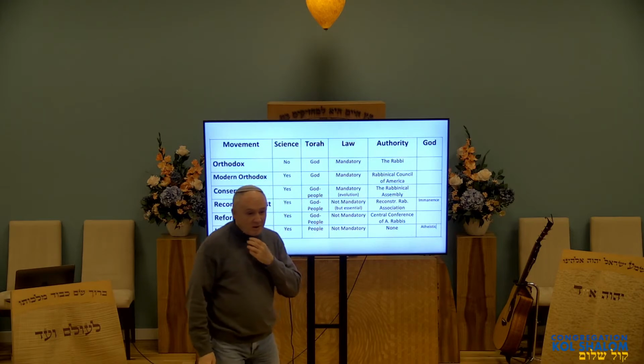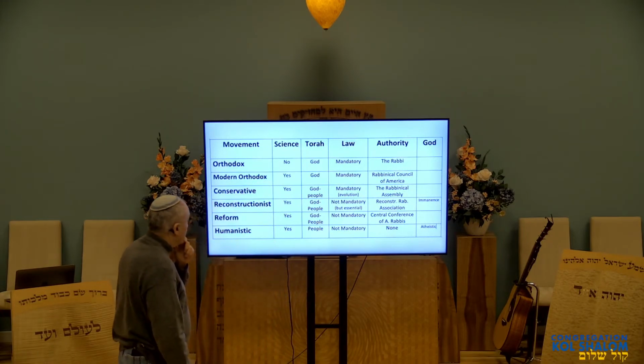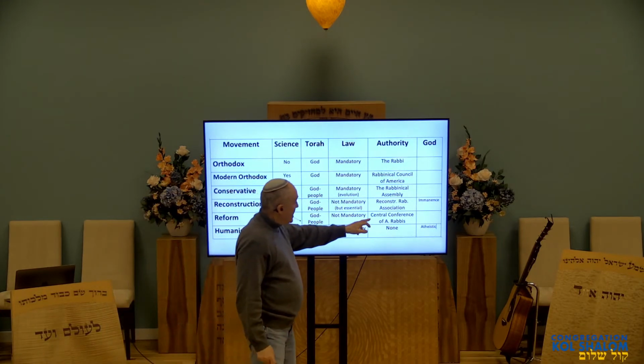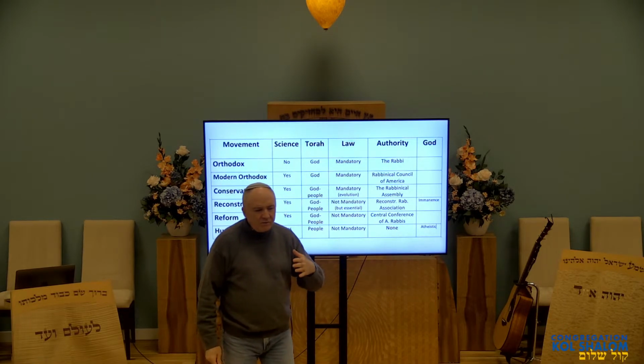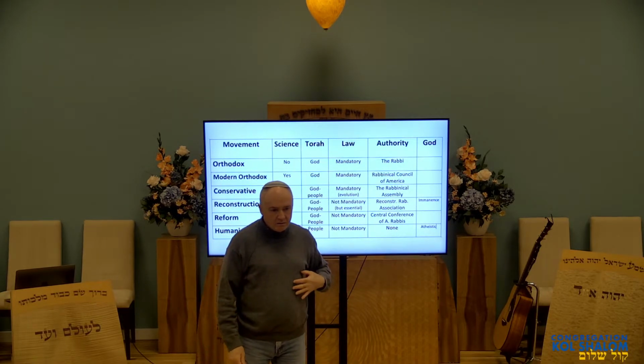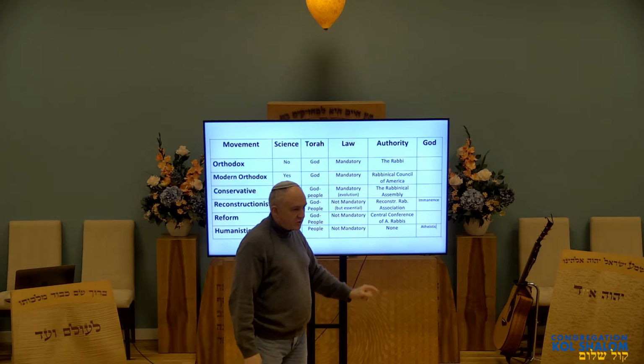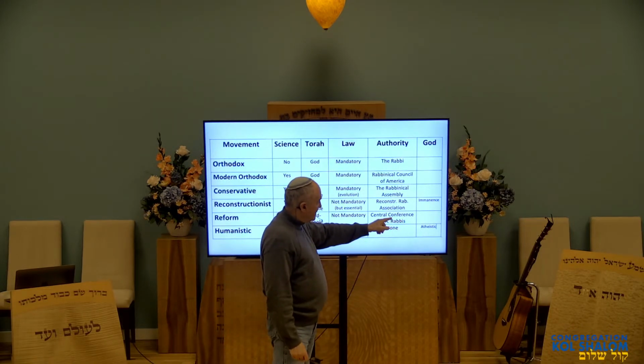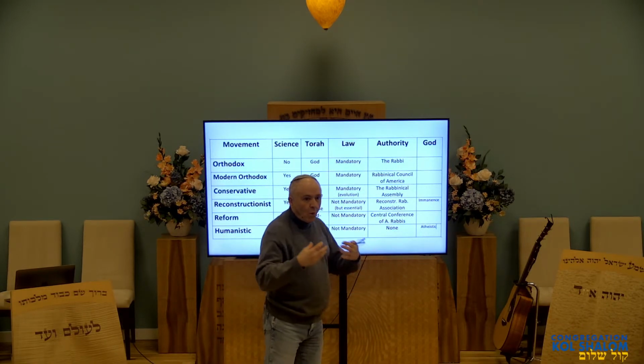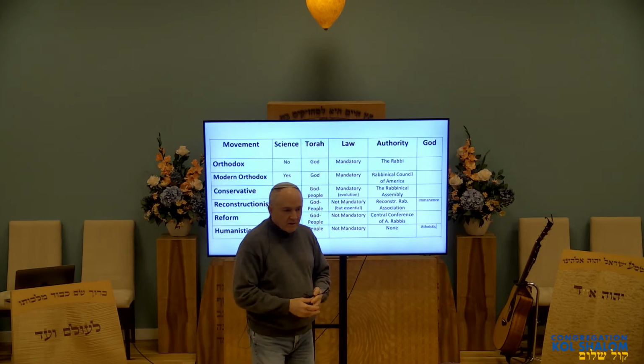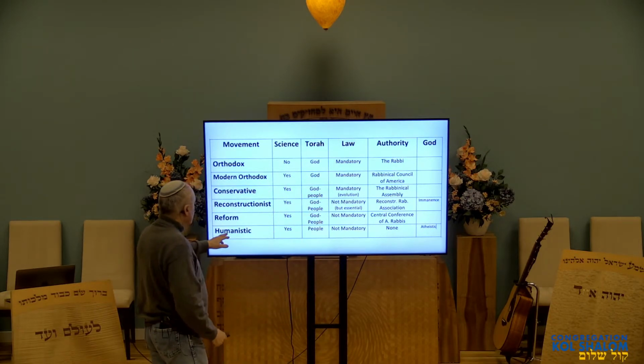Central Conference of American Rabbis. This is the authority, but I would say that at the end of the day, the authority is the individual. It's not the rabbinical association. I need to change this. I need to put the individual. Each one of us is the person who decides.